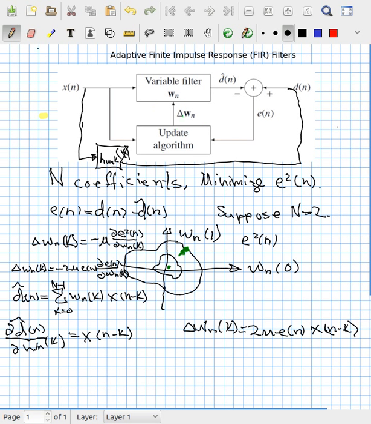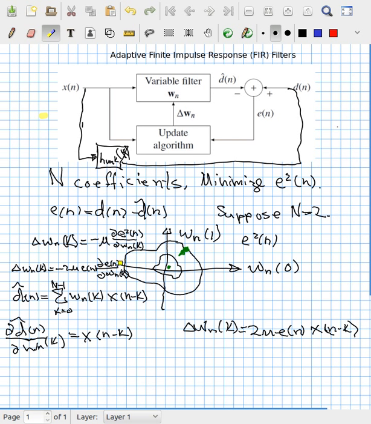So the next thing we've got to figure out is how to take the derivative of e squared. That's not too hard. Taking the derivative of e squared using the chain rule is 2 times e times the partial of e with respect to w sub n of k. Now e is equal to d minus d hat of n. We still have to figure out this partial of e with respect to w sub n of k. If you take the partial of this with respect to w sub n of k, d doesn't depend on w sub n of k, only d hat does. So it would be minus the derivative of d hat with respect to w sub n of k.